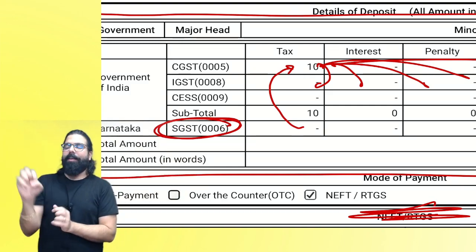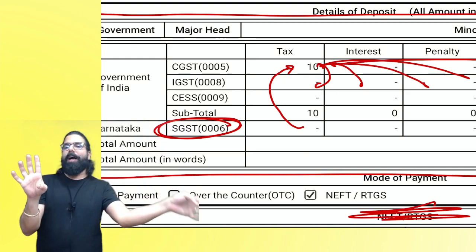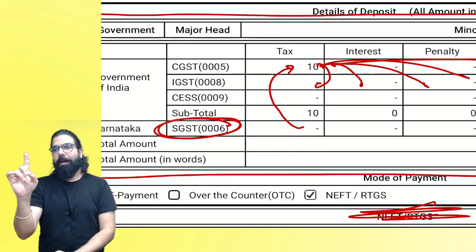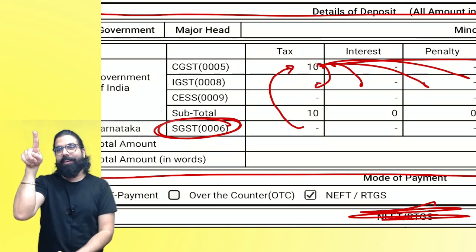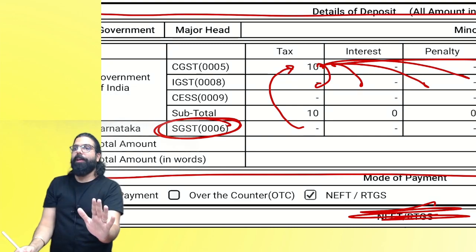In my e-cash ledger, if there is money in IGST, I can transfer it to CGST and also to IGST. Is my point clear? SGST you can't transfer directly, but remember, for SGST you can first use PMT09, transfer it to CGST, and then you transfer. Is my point 100% clear to all?